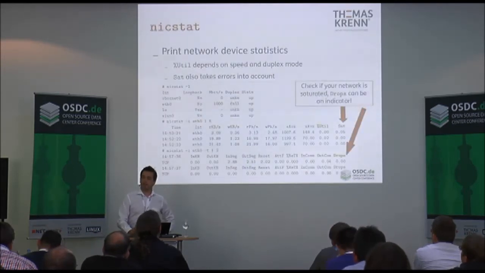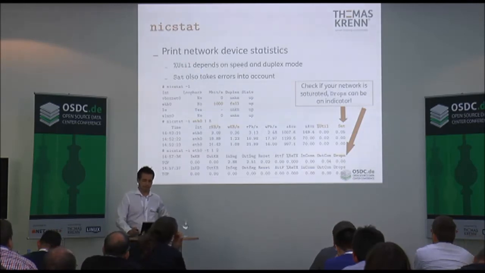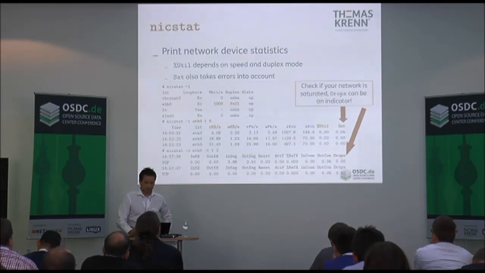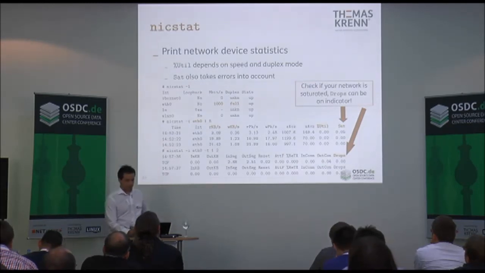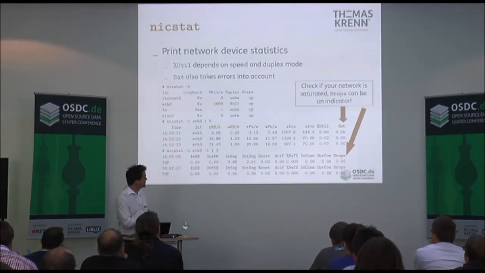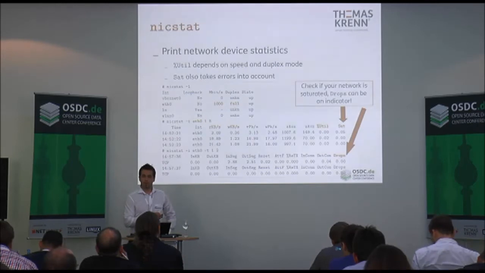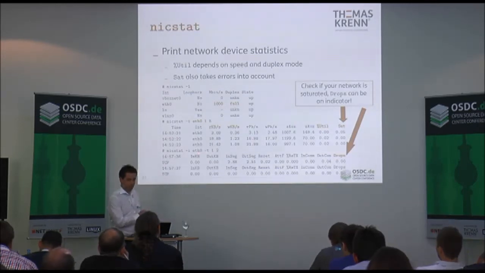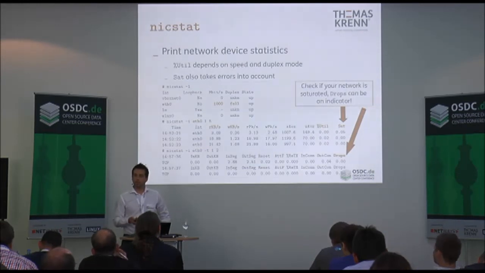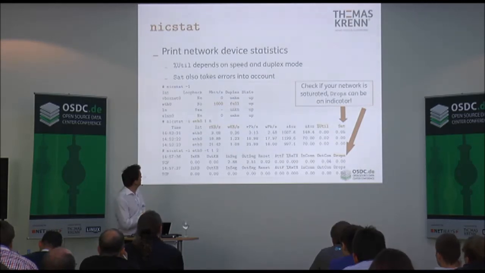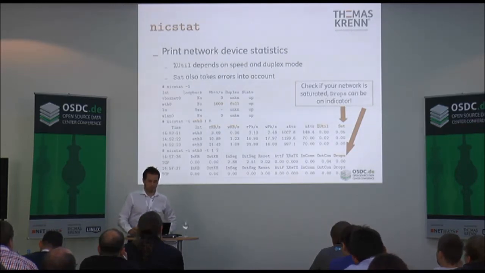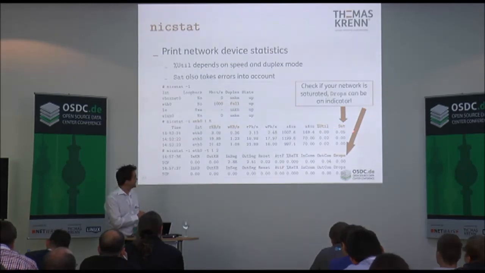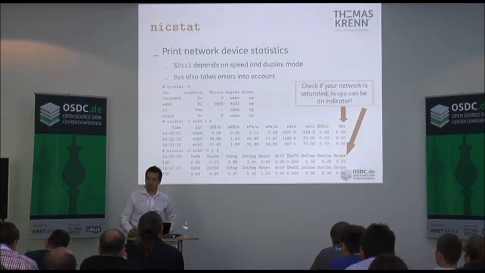If you are interested in network bandwidth, you can use nicstat. Nicstat is, as far as I know, also written by Brendan Gregg. Good indicators for your network bandwidth are the saturation column, the utilization column, and the drops. If you have a lot of drops concerning the TCP report from nicstat, then maybe your network card is oversaturated and it has to drop some packets. Then you should take a look at your network speed. Saturation and util always depend on the speed and the duplex mode of your network card. And the good thing about saturation is that it also takes drops and errors into account. So if you have a lot of errors and drops, then maybe your network card is oversaturated.